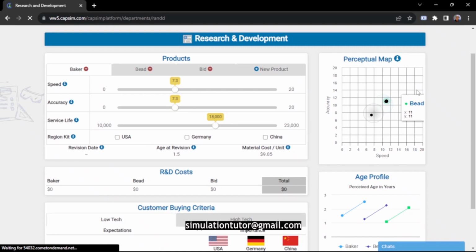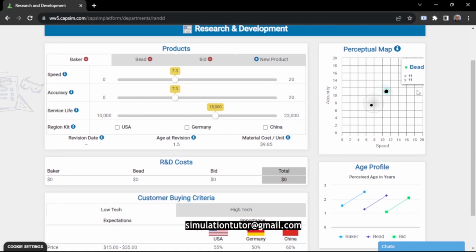Hello guys and welcome. In today's video we are going to look at two things. This case, this is CAPSIM Global. We are going to look at how you can navigate through the CAPSIM Global simulation, and the second thing is how you can reduce your emergency loan, because in this simulation we have a huge emergency loan. So we want to see which decisions you can make so that you can reduce the emergency loan that you have. So first things first, the first part is the research and development.